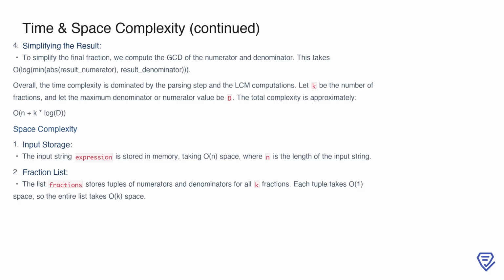By combining these, the total complexity can be approximated as O(n + k * log(d)), where d represents the maximum value of the denominators or numerators. Now, for the space complexity, the input string expression is stored in memory, which requires O(n) space. Additionally, we store the fractions in a list, where each fraction is represented as a tuple of numerator and denominator. Since there are k fractions, this step requires O(k) space.